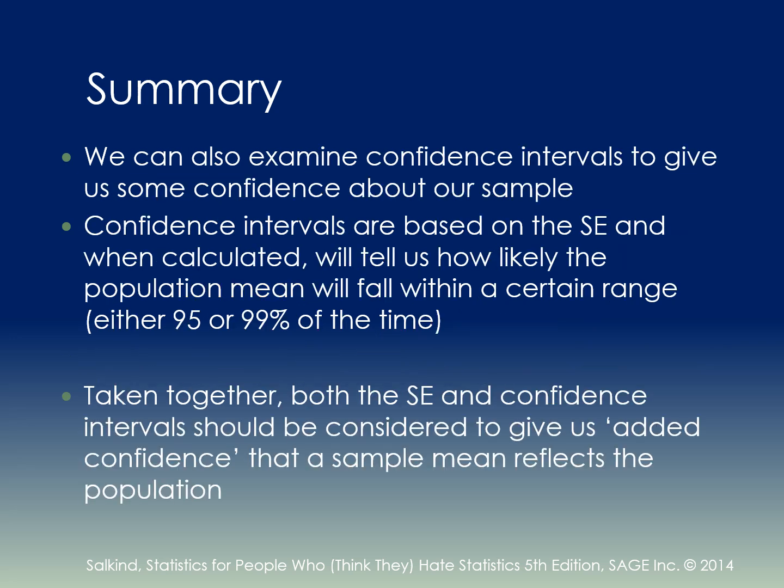The second thing we did was we also took a look at confidence intervals to give us some confidence about our sample reflecting the population mean. We went through this, and we said that the confidence intervals are based on the standard error when calculated, and it tells us how likely the population mean will fall within a certain range, either 95 or 99% of the time. And this certain range is what we calculate based upon our sample.